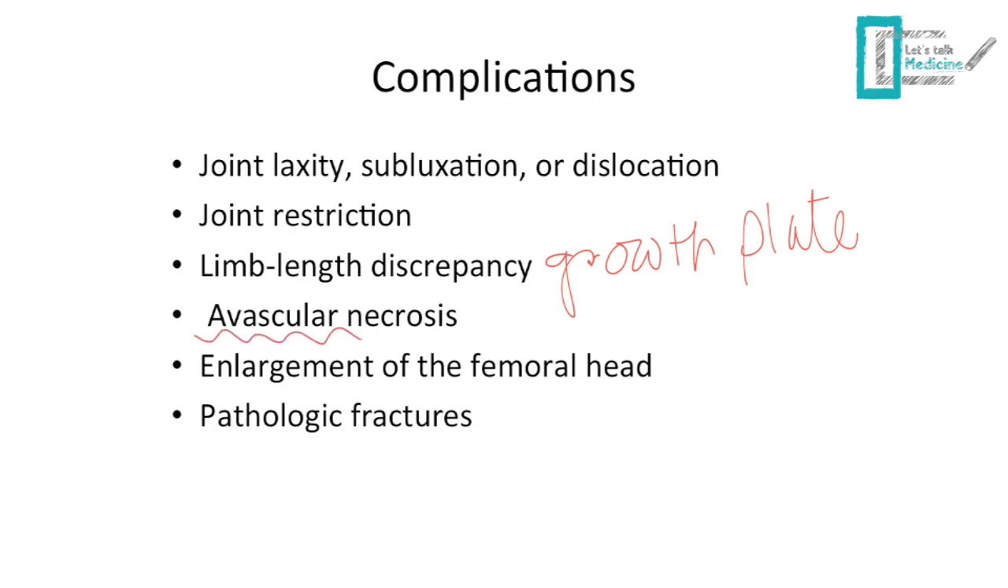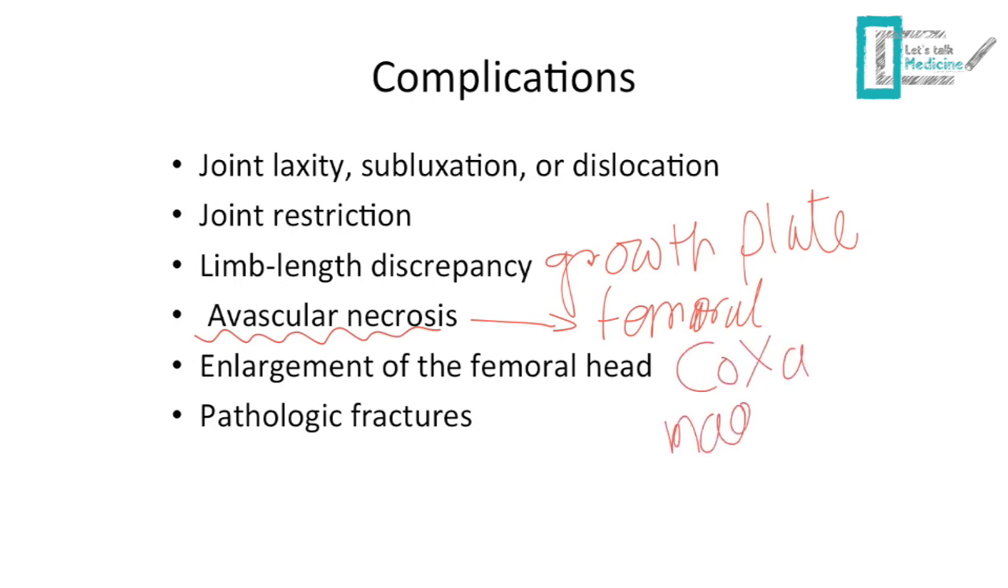Avascular necrosis, and that's when you have increase in the joint pressure that will compress on the vessels, and that will cause decrease in the blood flow. That's why you will have avascular necrosis, especially at the femoral head. Okay, femoral head is a very important site for avascular necrosis. Another thing you might have is enlargement of the femoral head, which is called in children coxa magna. Okay, coxa magna deformity. That's another reason for you to treat septic arthritis promptly in children. Sometimes you might also have pathological fractures.